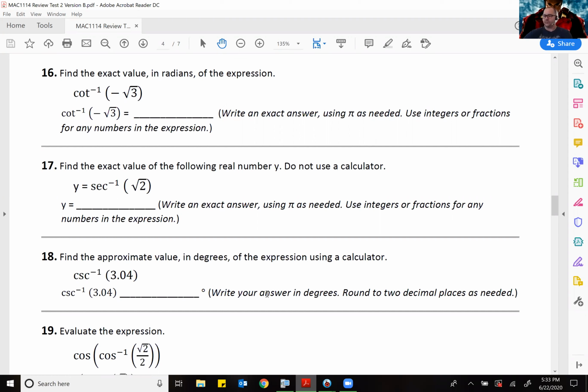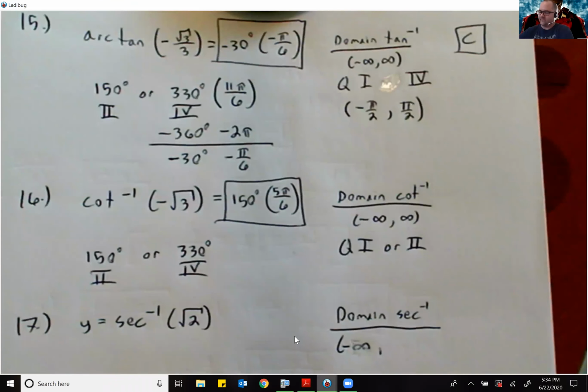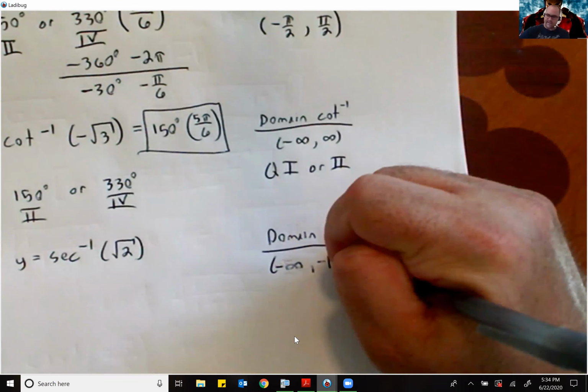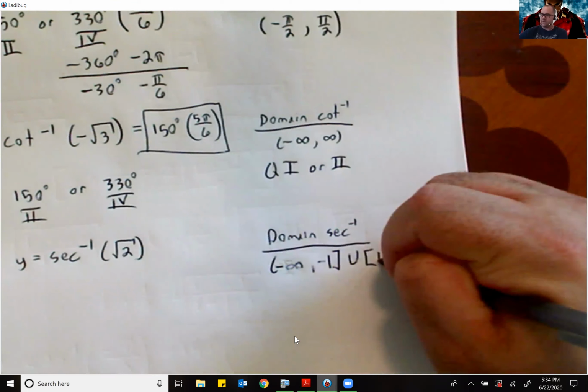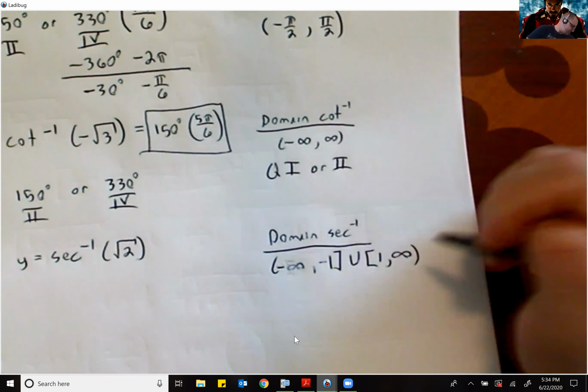So again, the domain of secant inverse is from negative infinity to negative 1, bracket, union with 1 to infinity. Give me a second to fix this, you can't even see it. Let's switch it over. Negative infinity to negative 1, bracket, union with 1 to infinity.